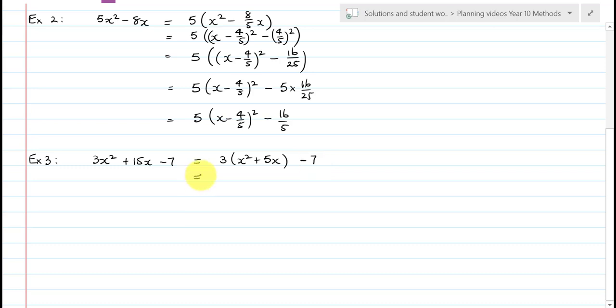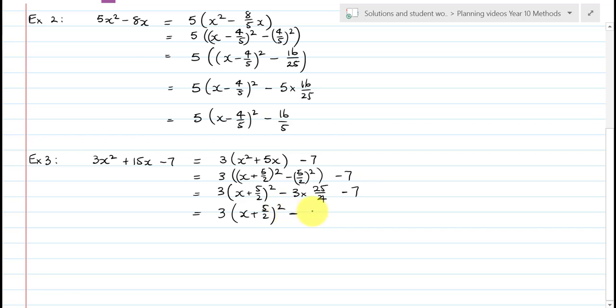And now that I've done that, I can complete the square on that inside term. 3 times x plus 5 over 2 squared minus 5 over 2 squared, close brackets, minus 7. And now I can expand that whilst also simplifying this negative 5 over 2 squared. So I get 3 times x plus 5 over 2 squared, and then minus 3 times 25 over 4 minus 7, and so you see we're going to get a number on the end that we can combine together. 3 times x plus 5 over 2 all squared minus 75 over 4 minus 28 over 4.